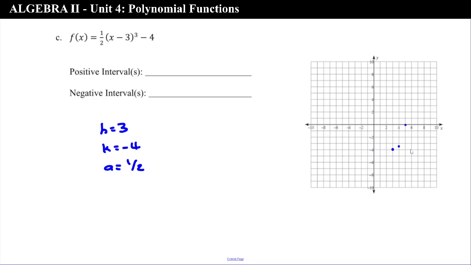And instead of going over 3 and up 27, we go up 13.5. So that's 4, 5, 6, 7, 8, 9, 10, 11, 12, 13.5. Because 13.5 is half of 27. And then we can go back 1 and down 1/2. We can go back 2 and down 4. 1, 2, 3, 4. And that's all the points we can do. So from here, we can sketch our graph.